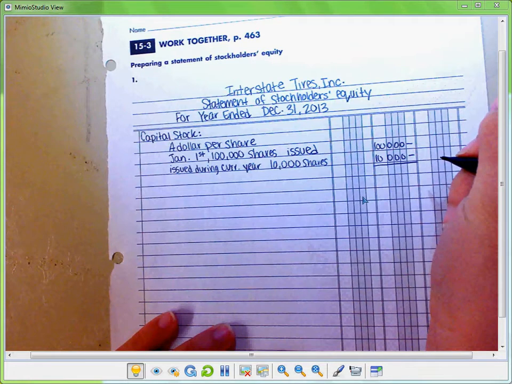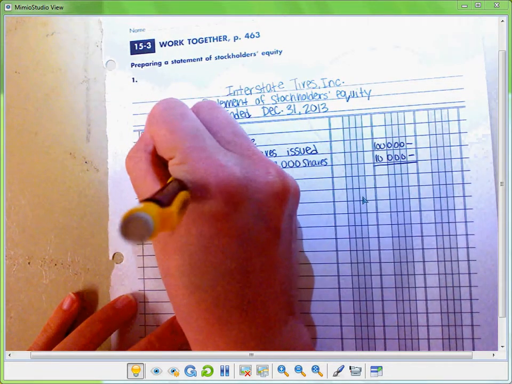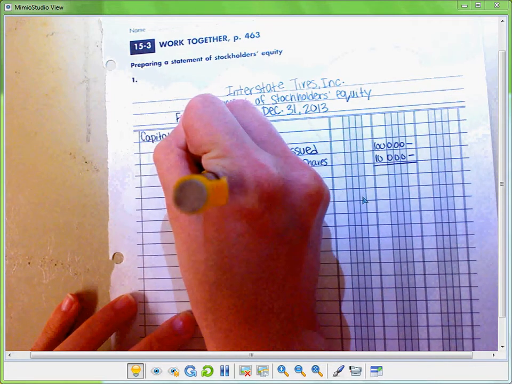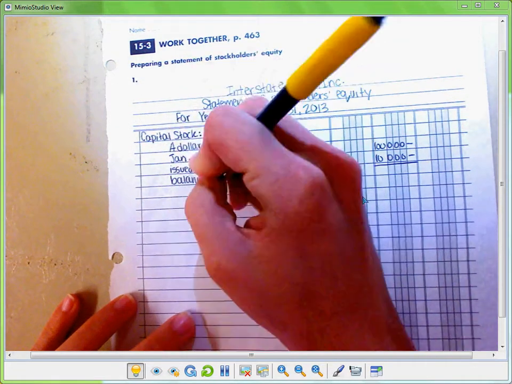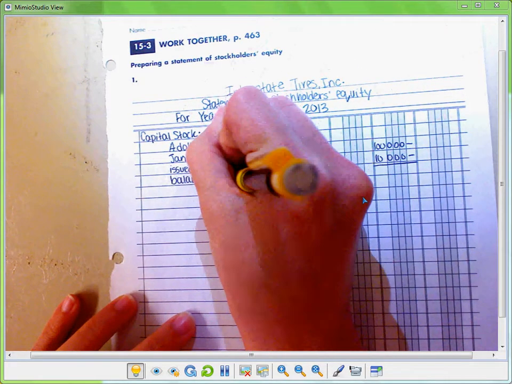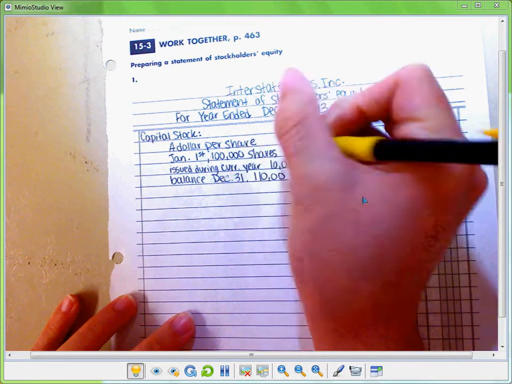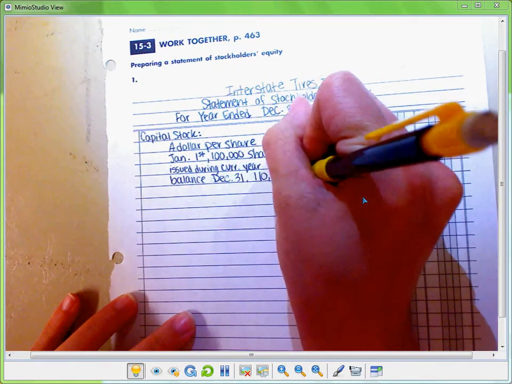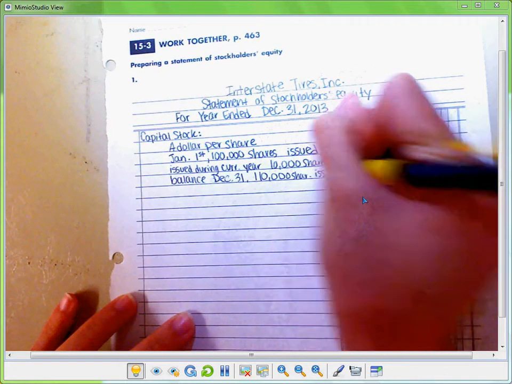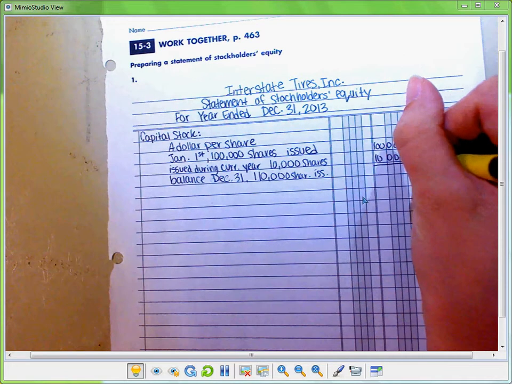Our next line indented, balance, December 31st, 110,000 shares issued. And so we'll add our two numbers together. This goes in the third column, 110,000.